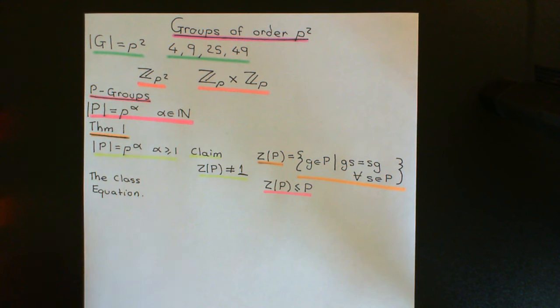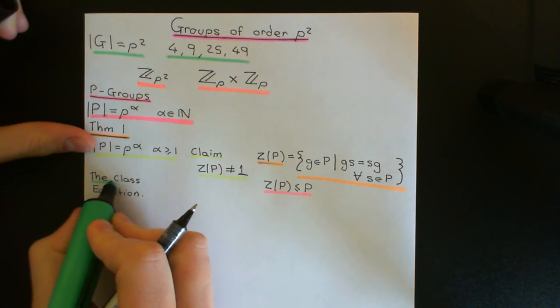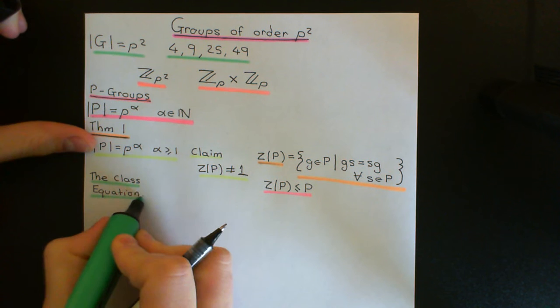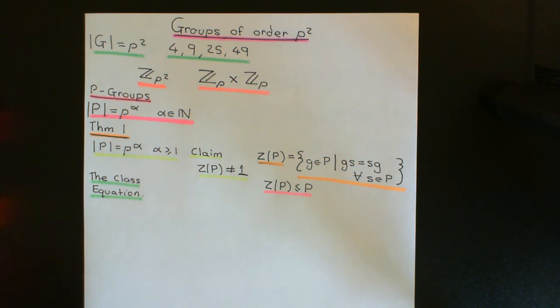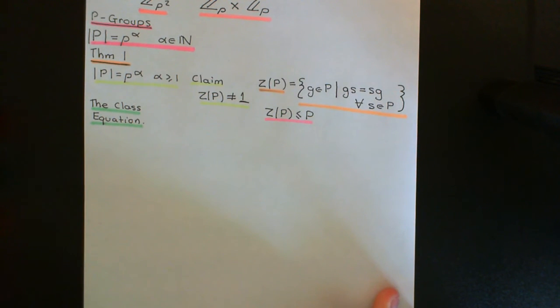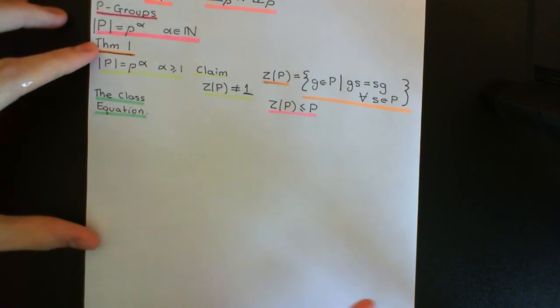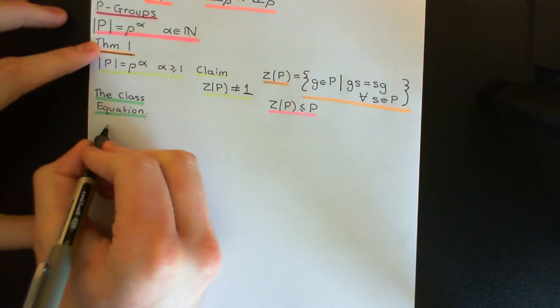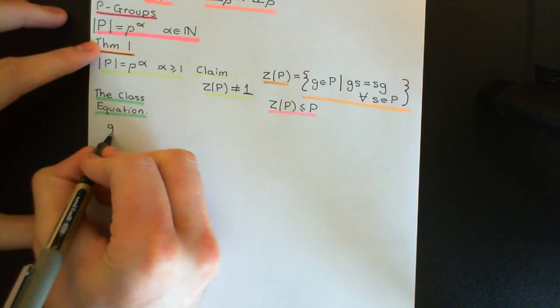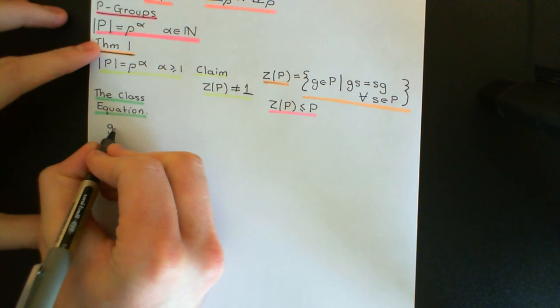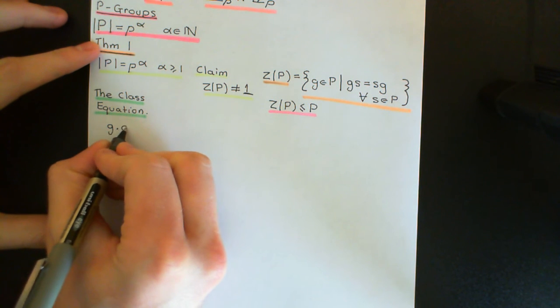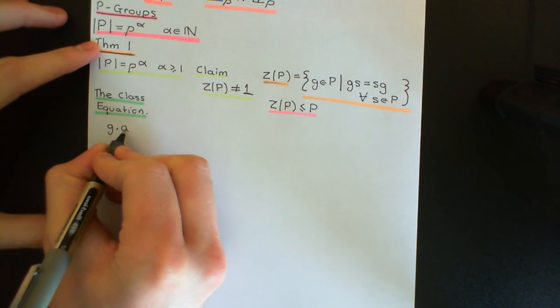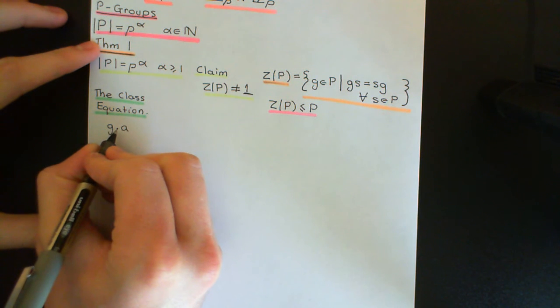The class equation comes from considering a group action of the group on itself that you can establish for an arbitrary group capital G, but again we will do it in the context of our P group. So for a general group, what you can do is create a group action where the elements of the group act on the elements of the group. So G and A, G acts on A, G and A are both going to be from the group.